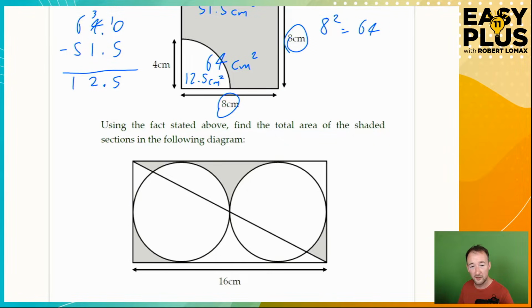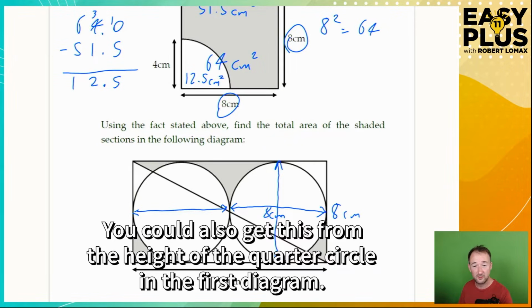Well, we can see straight away that all the shaded sections are outside these two big circles. What else can we see? Well, 16 centimeters runs the entire length of this rectangle. And that length is made up of the diameters of two circles. So each of these diameters must be 8 centimeters. And because these are circles, that must be the same in this direction as well. And that tells us the height of the rectangle.